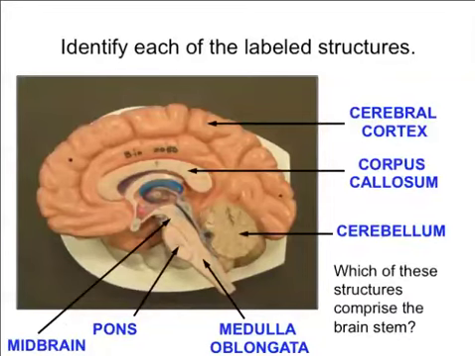Okay, we want to identify each of these labeled structures. This is the cerebral cortex. This is the corpus callosum. The corpus callosum is a set of commissural tracts that run between the right and left cerebral hemisphere and allow the right half and the left half of the brain to communicate with each other.